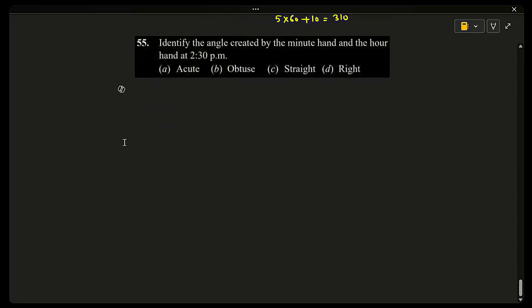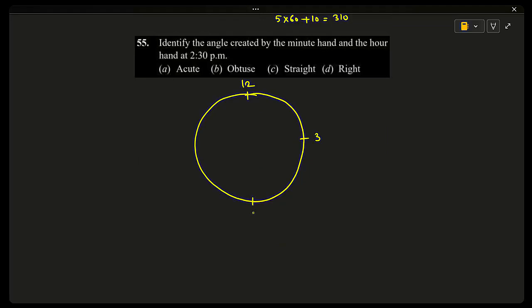Identify the angle created by the minutes hand and the hours hand at 2:30 p.m. So at 2:30 p.m. we have to find the angle between the hours hand and the minutes hand. So let's put the clock here. So let's say this is 12, 3, 6, 9, 1, 2, 4, 5, 7, 8, 10, 12. So at 2:30 p.m. the hours hand will be exactly between 2 and 3, and the minutes hand will show exactly 6. So this angle we have to find.